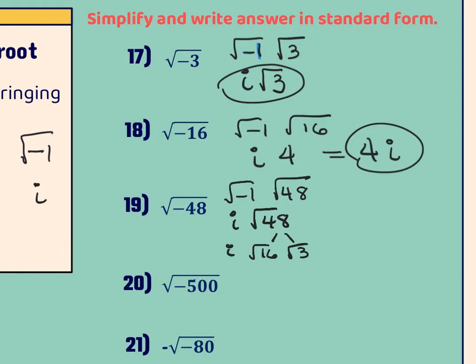I still have that i that I pulled out. So now I have the square root of 16 is 4. I can't break down the 3. So the final answer here is 4i square root of 3.